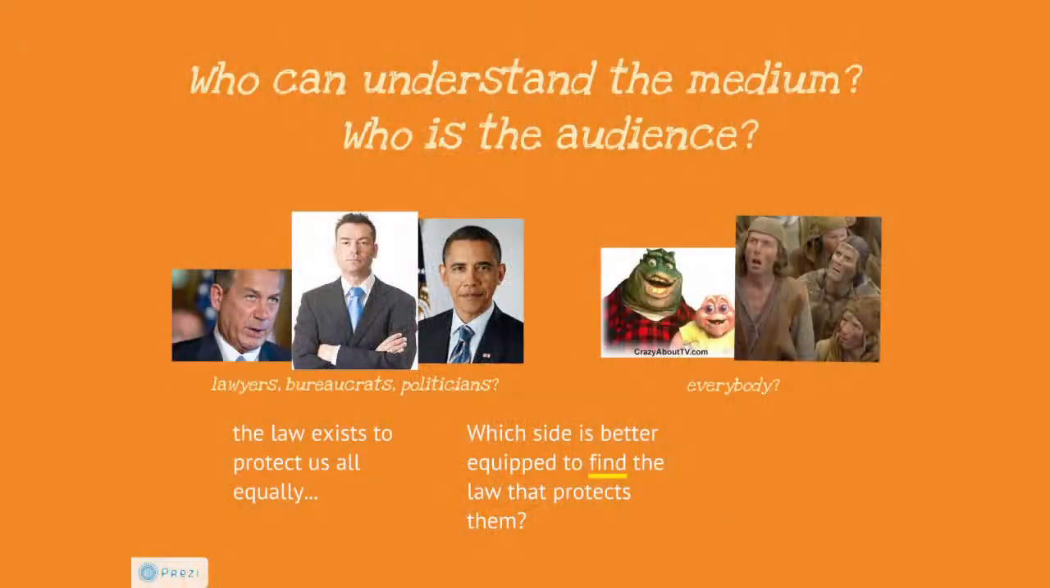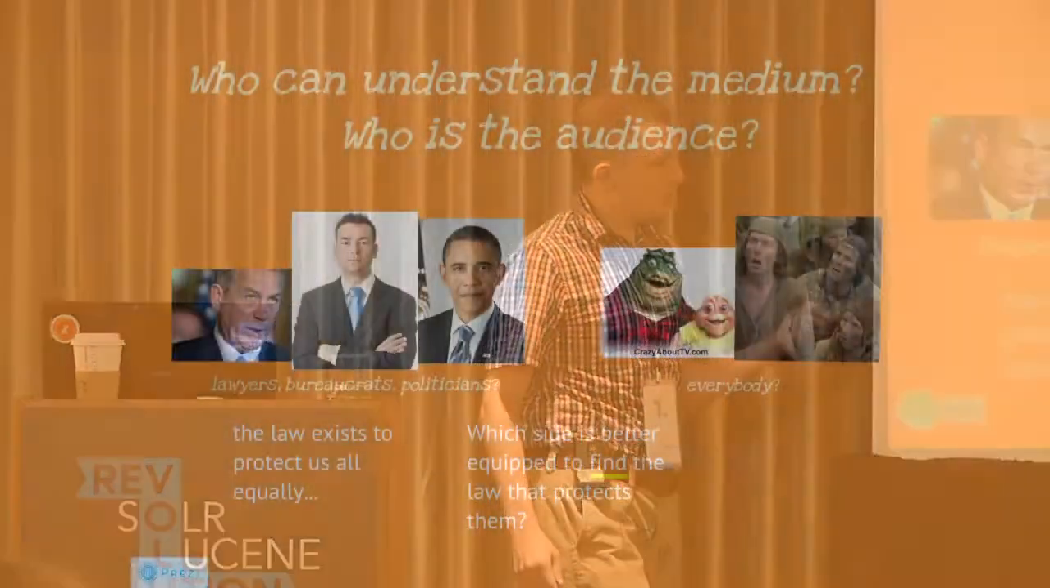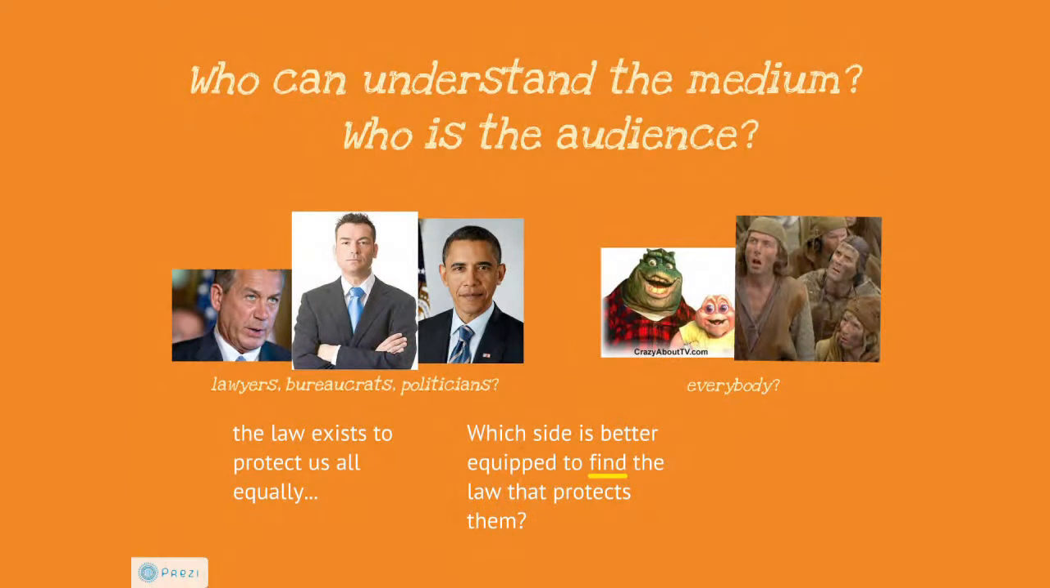Or is it these guys? Lawyers, bureaucrats, and politicians who write laws and are also the people who will be applying the laws most frequently. It's a lot different than this group of people who don't have expertise in the law, but still we all live in this society where the laws affect us all equally. So socially, it's very important that when these people have a problem, they can refer to something so that they can find the laws that protect them. Which side is better equipped to find the law that protects them? That's really the crux of why this is an important problem to solve.